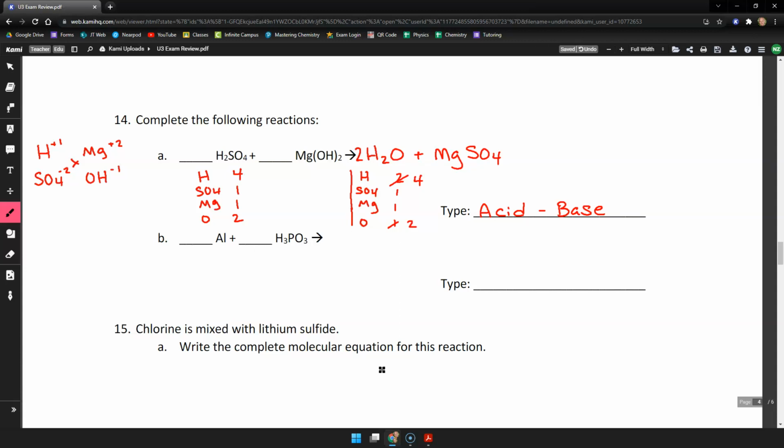All right, so I have aluminum by itself, and then I have a compound here. Okay, so this is going to be a single replacement.